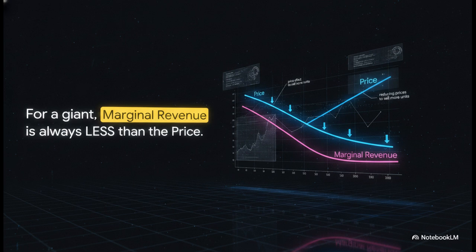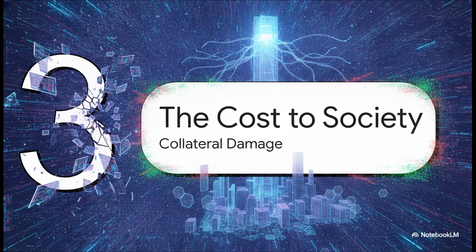It's a fundamental trade-off. So a monopoly maximizes profit by producing exactly the quantity where marginal revenue equals marginal cost. But because they set the rules, the final price you pay is always greater than that marginal cost. That's the real power of the playbook. Phase 3. The cost to society.